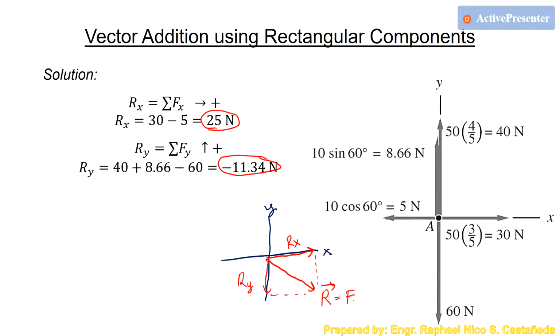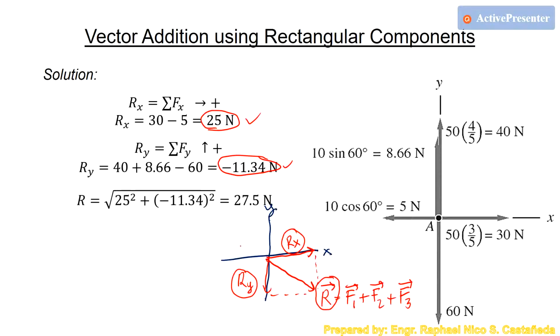If we write it in vector form, that is F1 plus F2 plus F3. We have the values of Rx and Ry as scalar values, or the magnitude. To get the magnitude of vector R, you simply apply the Pythagorean theorem. So you will get 27.5 Newton.